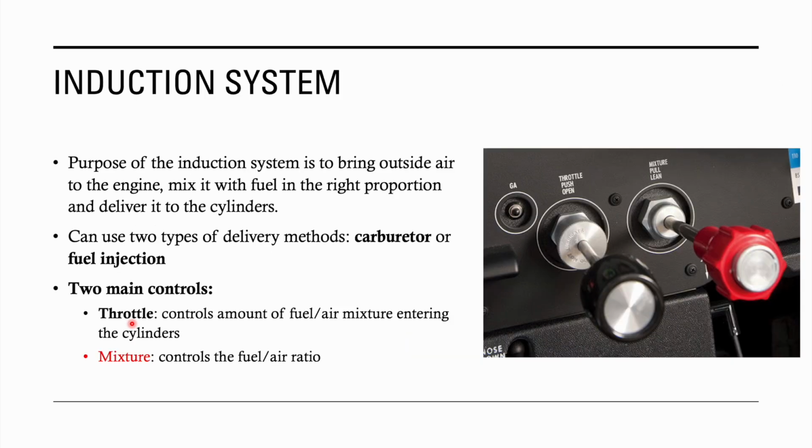Next is our induction system. The induction system refers to basically the system or the channels that bring in outside air, mix it with fuel, and then deliver it to the cylinders. You could have two different types of delivery systems or methods, the carburetor or a fuel injection system. We have a combination, probably like half and half of what we use here. Depending on when the aircraft was produced, you could have a carbureted model for something a little bit older. Most newer aircraft are going to have a fuel injected system.